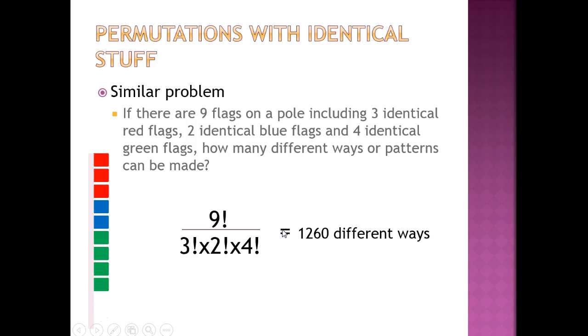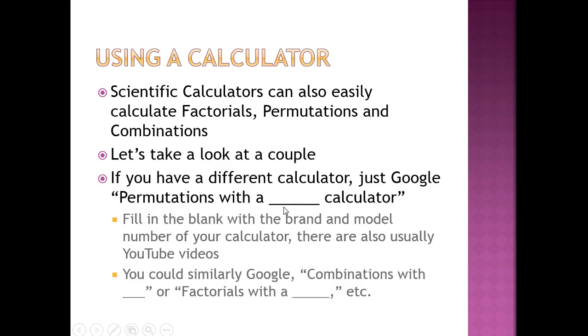So Excel makes these easy. But what if I'm sitting in a classroom? What on earth do I do? Well, scientific calculators can also easily calculate factorials, permutations, and combinations. Let's look at a couple of these.